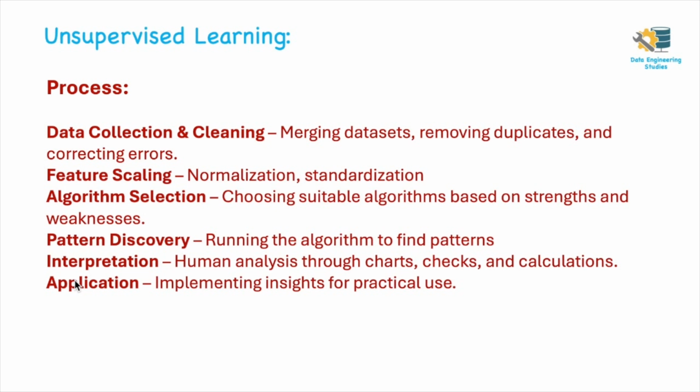The next step is algorithm selection. We need to choose the suitable unsupervised learning algorithm based on the strengths and weaknesses of the data. The next process is pattern discovery. We will run the algorithm to find the patterns. The next process is interpretation. We will do human analysis through charts, checks, and calculations. The next process is application. We will implement the insights we received from the unsupervised learning for practical uses.